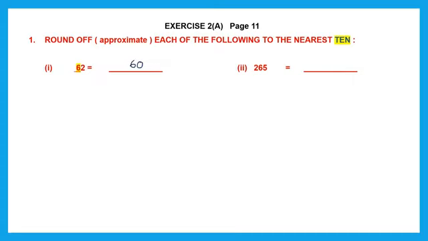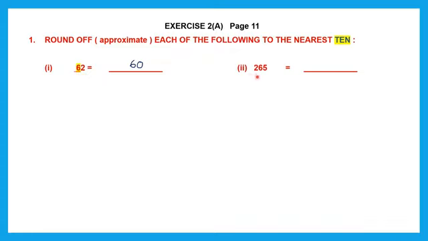So that's how you do it. You underline the digit in the tens place first and then you look at the digit to its right. If it's less than 5, the 6 will remain as 6. This will not change. If it is 5 or more than 5, this will change to the next digit, that is 7. So keep that in mind when you do it.